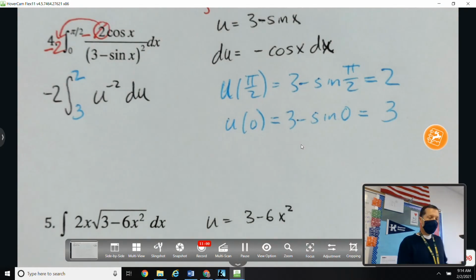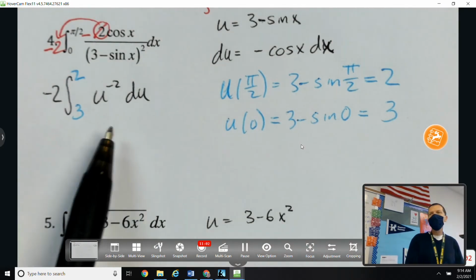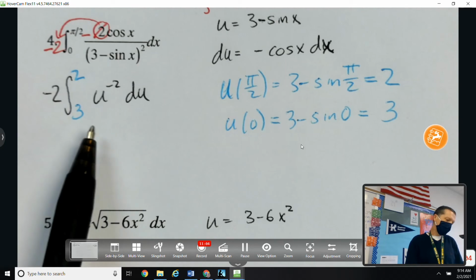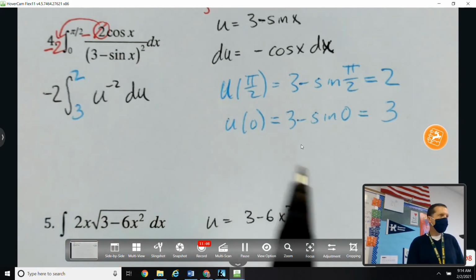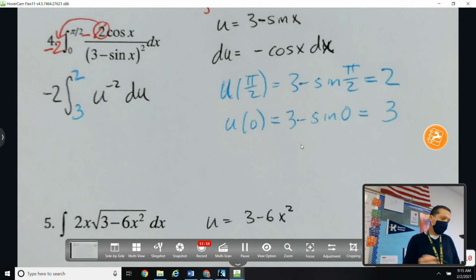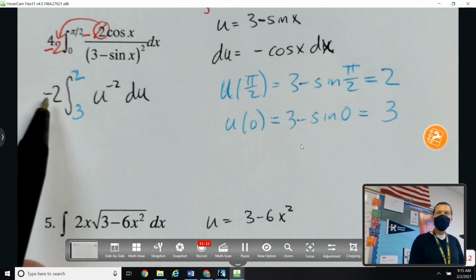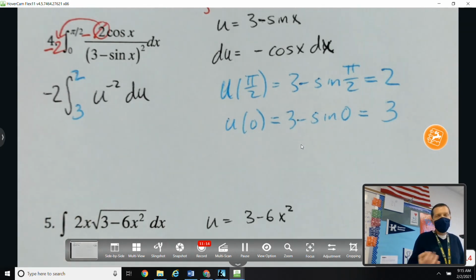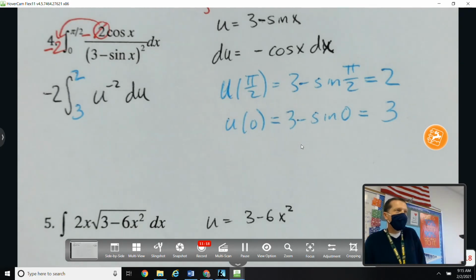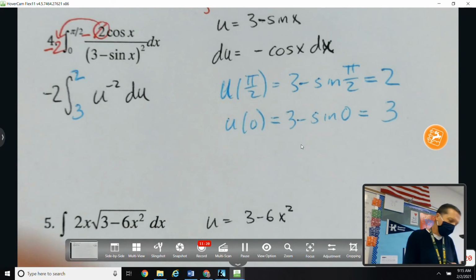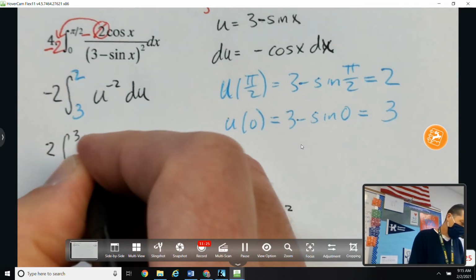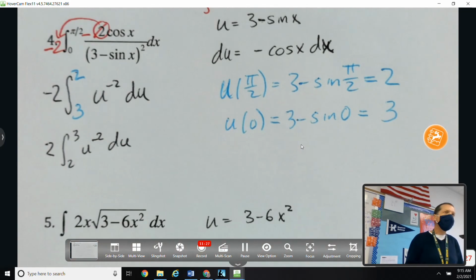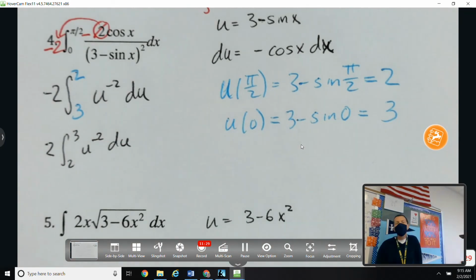Here we are again where we're faced with not a dilemma, but a decision. You can leave it from 3 to 2. Feels backwards, but it's fine. It's still going to work out. Or you can switch it and change the negative. I'm in the habit of switching it because I feel like it looks better, but if you want to leave it, you can leave it. You'll still be okay. So I'm switching it. You don't have to. Some of you just keep it because it doesn't matter.